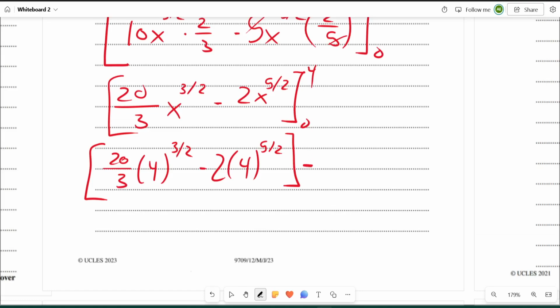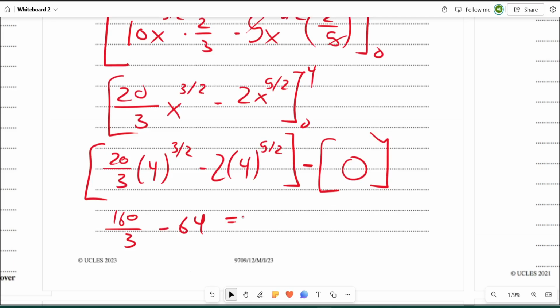And then minus when we substitute the lower bound. So when I substitute 0 in here, this term becomes a 0, and 0 in here, this term becomes a 0. So this whole thing just becomes a very big fat 0. So now let's evaluate this. So 20 over 3 times 4 power 3 over 2 is basically 160 over 3 minus 2 times 4 power 5 over 2. That's going to give me an answer of 64.